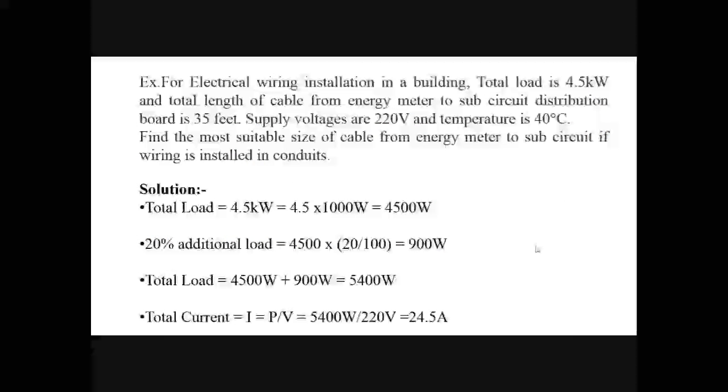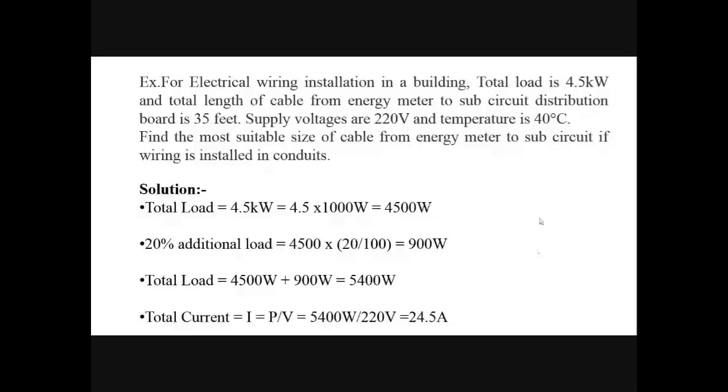So here we are interested in the second numerical. For the electrical wiring installation in a building, the total load is 4.5 kW. So let me use the pen. The total load they have given is 4.5 kW, and the total length of cable from energy meter to sub circuit distribution board is 35 feet.